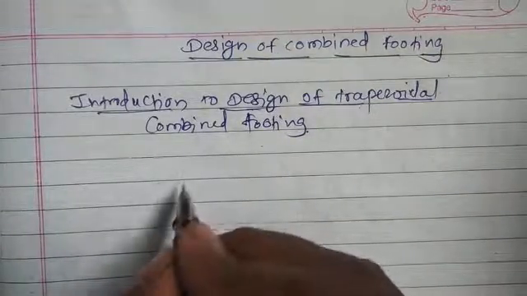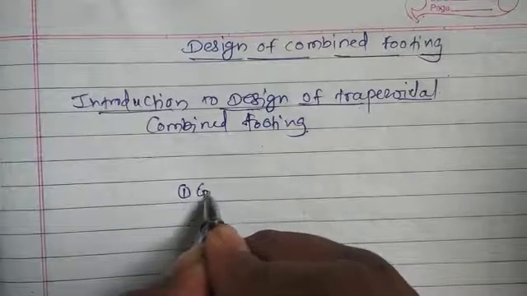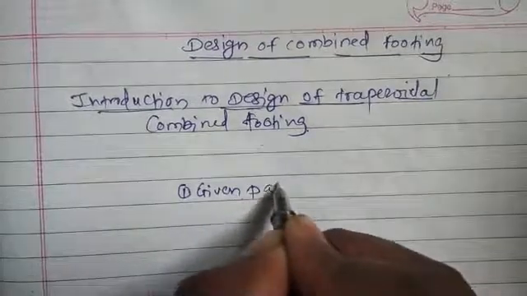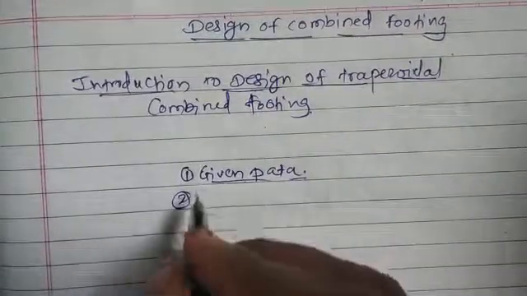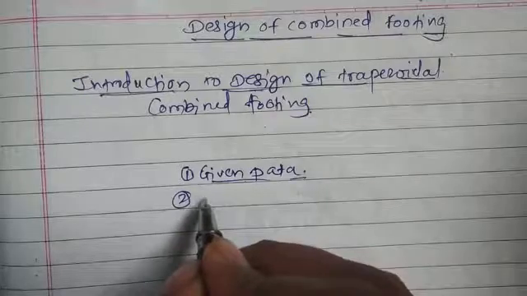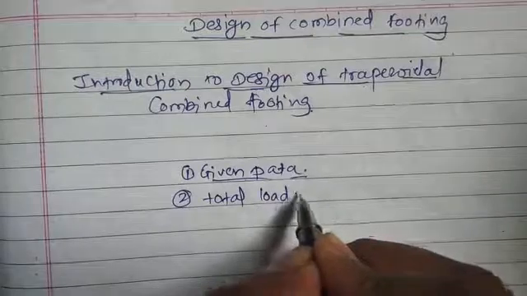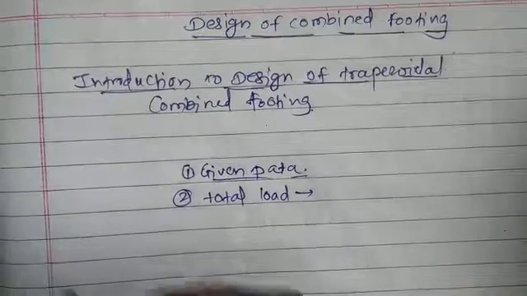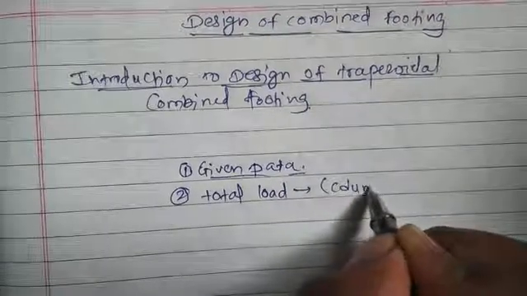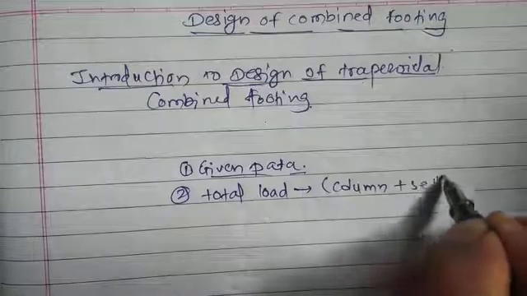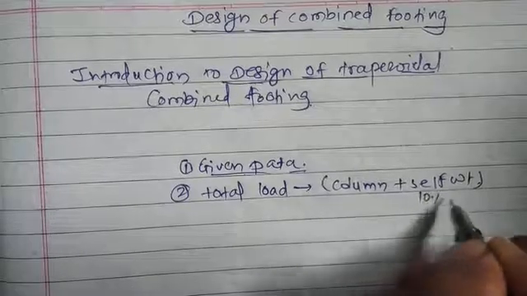We know that in the first step we have to write all the given data of the problem statement. After that, we have calculated the total load due to two columns. This total load includes load on column plus self weight of footing. Self weight of footing is assumed as 10% of load on column.